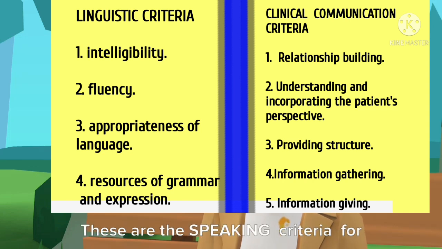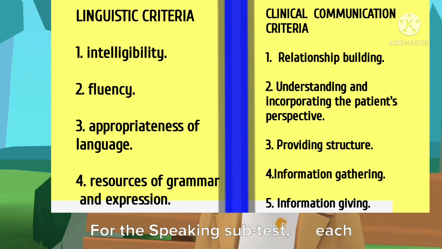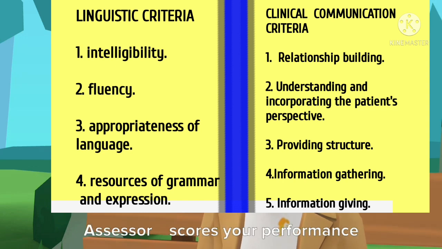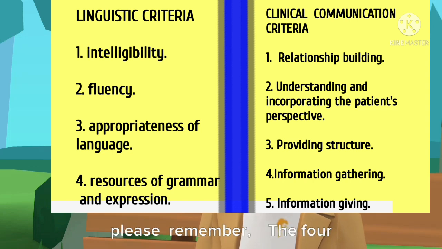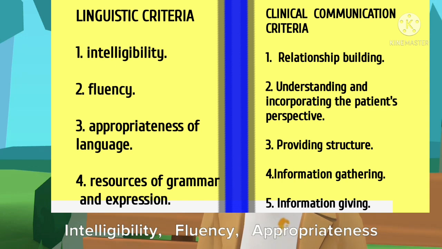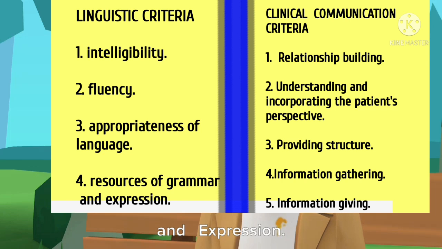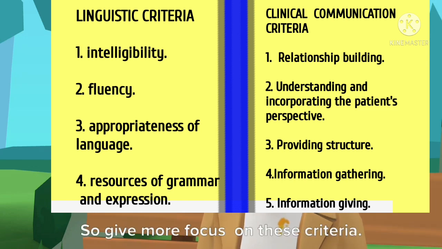These are the speaking criteria for OET speaking test. For the speaking subtest, each assessor scores your performance according to these 9 criteria. Please remember, the 4 linguistically-oriented criteria are intelligibility, fluency, appropriateness of language, and resources of grammar and expression. They are assessed on a scale from 0 to 6. So give more focus on these criteria.